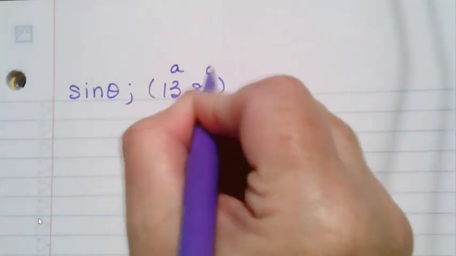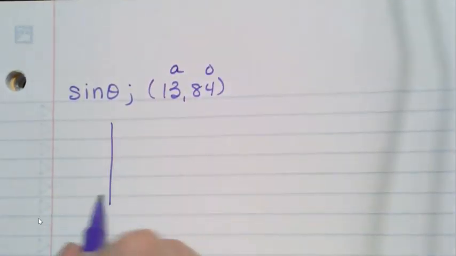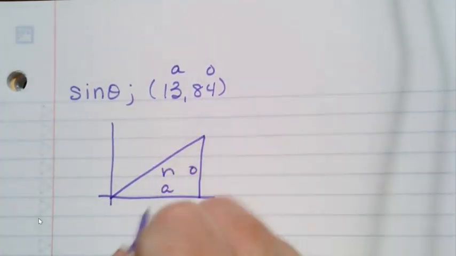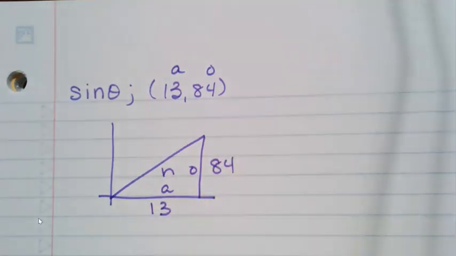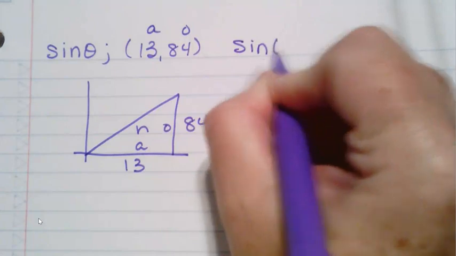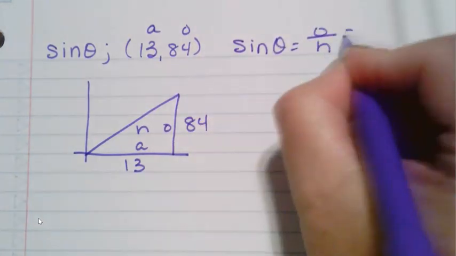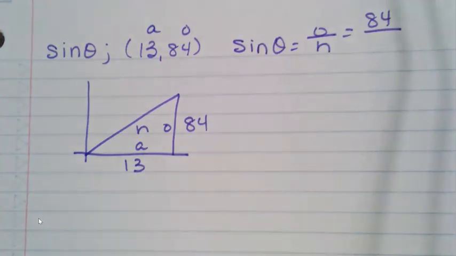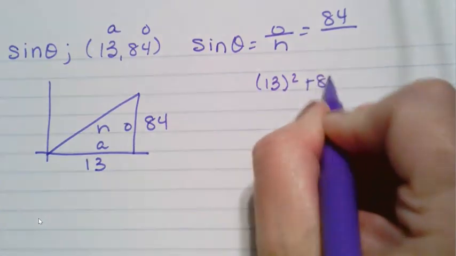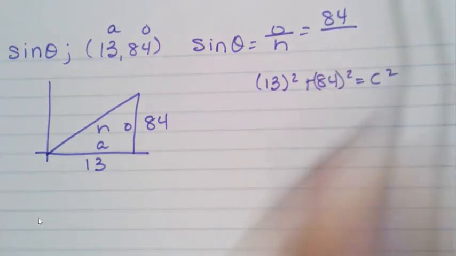Okay. So here we go. So remember A and O. This is not sine. Not sine. It's asking us what is sine. So quadrant 1, A, O, H. So 13 and 84. So we do have to find the Pythagorean theorem, because remember sine is O over H. So we do know it's 84. We just gotta figure it out. So 13 squared plus 84 squared equals C squared.